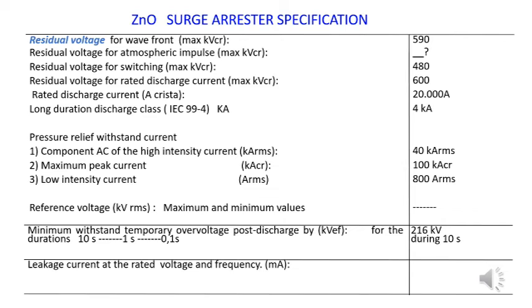Minimum temporary overvoltage, post-discharge, we have here a curve for 10 seconds, 1 second and 0.1 seconds. The value in this case was specified as 216 kilovolts during 10 seconds. You could specify the three values for the three durations, leakage currents, and so on. If you take a look at the surge arrestor specification, there is a very big number of specifications, many more numbers than you would find in one circuit breaker, for example, just to compare with substation equipment.